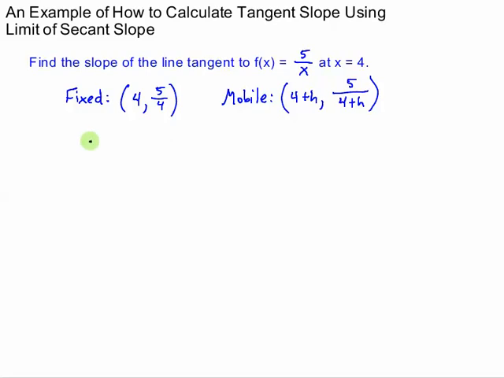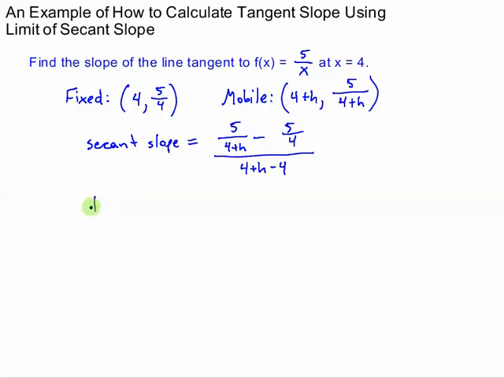So now we can find the secant slope. The secant slope is, since these 2 points are on the secant line, going to be the difference in the y's divided by the difference in the x's. So I'm going to take 5 over 4 plus h, this y value, minus this y value, 5/4, divided by this x value minus this x value. Okay? And so you can see that your denominator here is actually going to be h.